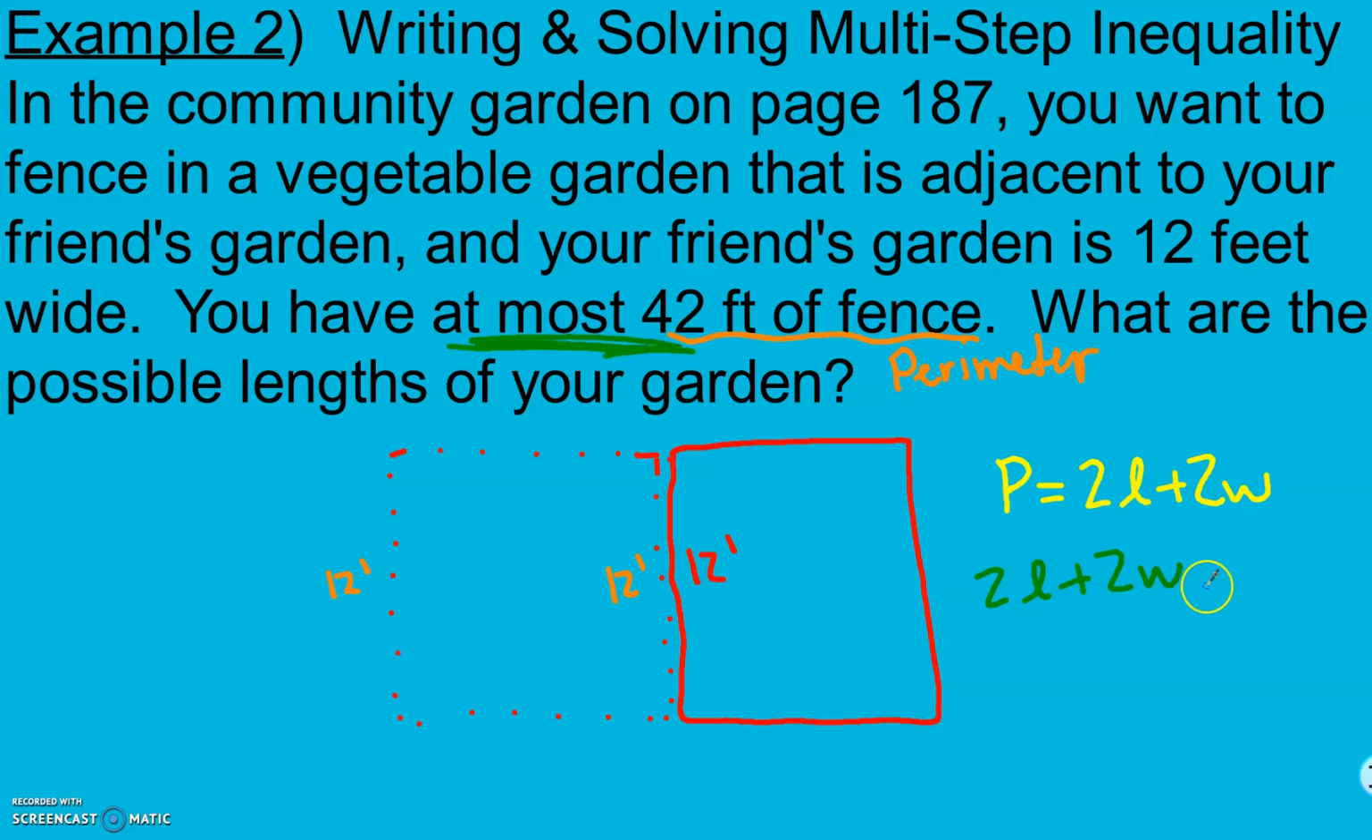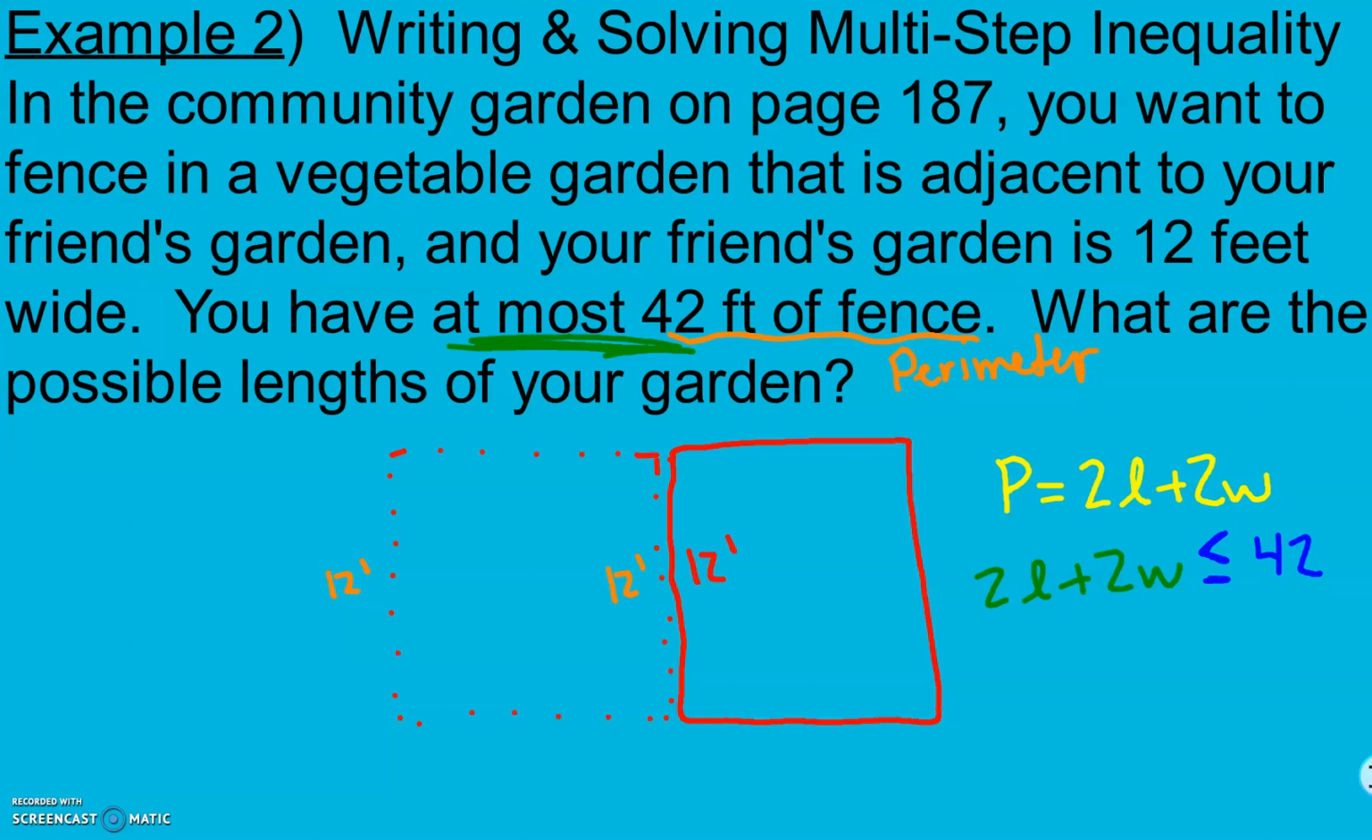We have at most 42 feet of fence. So at most means we could use all 42. We could use less. Let's say we only wanted to use 30 feet of fencing. Maybe we wanted a smaller garden. But we can't use 50 feet of fence. It can't be any more because we only have 42. So this right here is the inequality we're going to use.